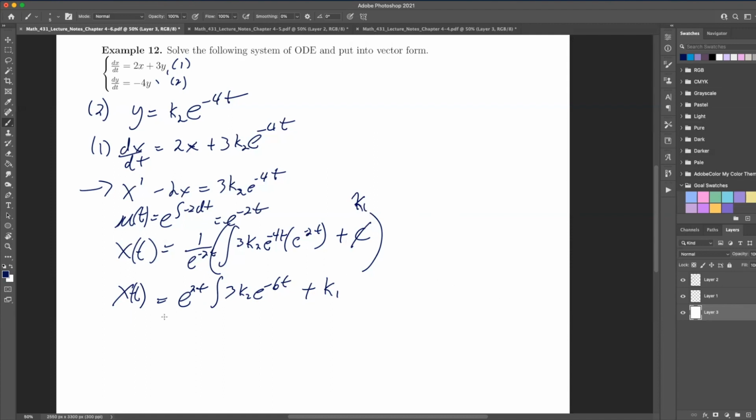All right, now if we do this, what do we get here? If I take the integral, the negative 6 will pop out, so I'll have minus a half k2 e, and if I multiply this times this, it would be minus k2 over 2 e to the minus 4t. So when I take this integral, I get negative k2 over that e to the negative 6t, but multiplied by e to the 2t, I get e to the minus 4t plus some k1 e to the 2t.